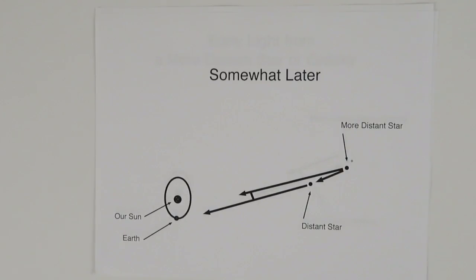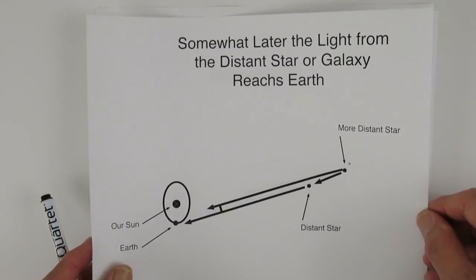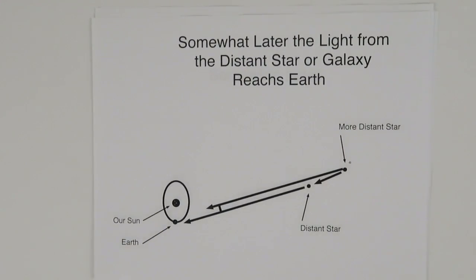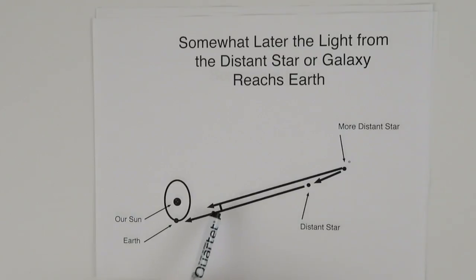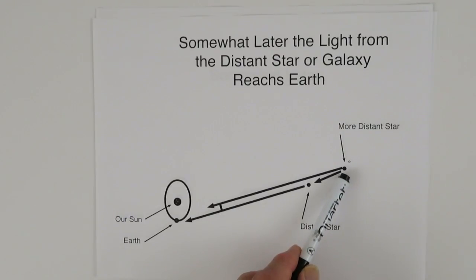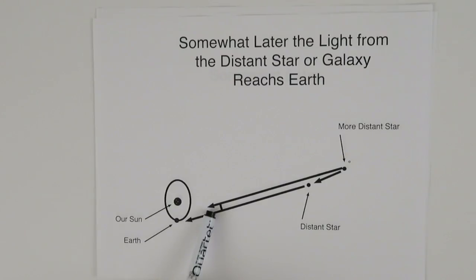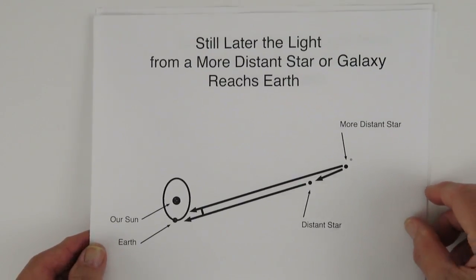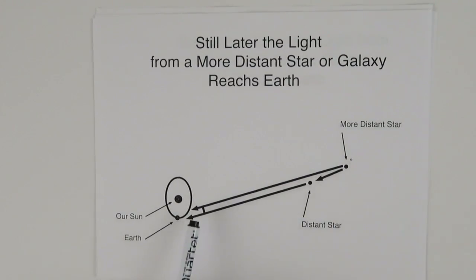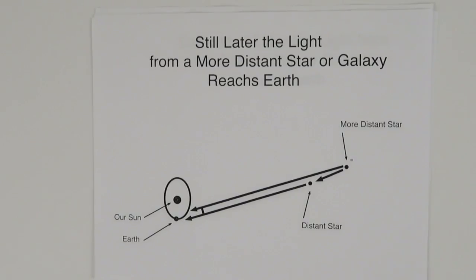And then at a somewhat later time still, the light from this galaxy or star would have reached our star, and on Earth we'd be able to see this star or galaxy. But the light coming from this more distant galaxy or star would not have yet reached us, but it's being guided along the same path that this light pipe followed. And then finally the light would get from the more distant galaxy to us. And that's neat.